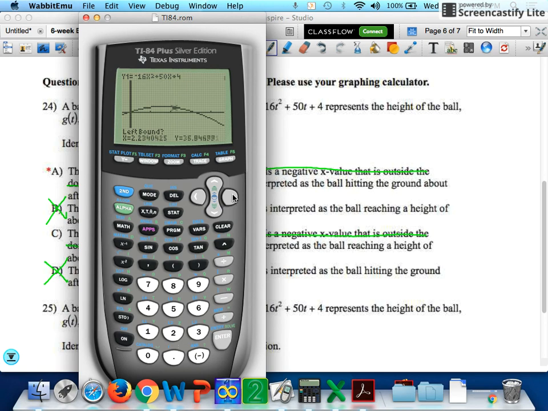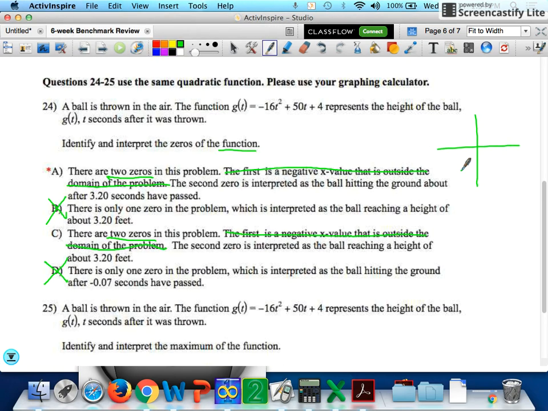I'm assuming one of the numbers is 3.2 because I've looked at the answers so far. But also, I'm just going to calculate it. Left bound, pressed enter. Right bound, moved way over here. Press enter, enter. And it is at 3.2, comma 0. So on our parabola, right here is the point 3.2, comma 0.